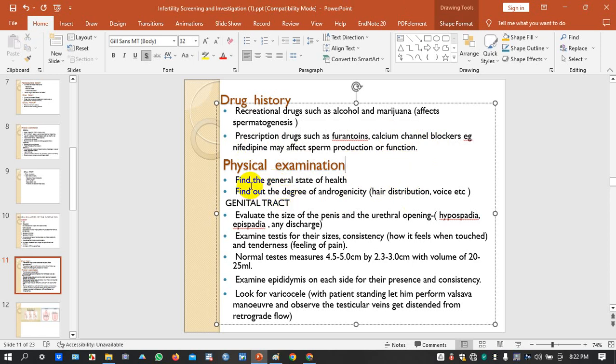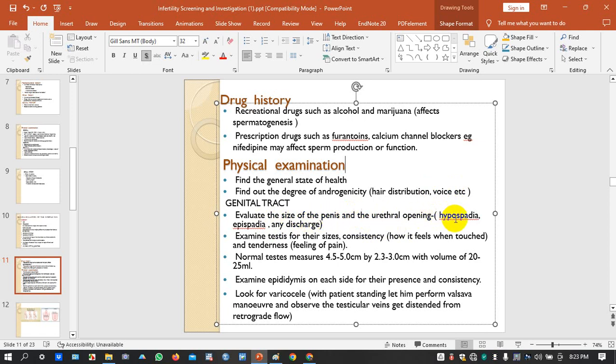Physical examination. So you find the general state of health of the patient or the client. Find out the degree of androgenicity, hair distribution. Is he really a man? Is he producing androgens or male hormones? His hair distribution, his voice. Some men have a voice like a woman's voice. So some of them, with a woman's voice, do you think they will produce normal sperms? No. Genital tract. So you evaluate the size of the penis and the urethral opening. For instance, if the penis is so small, how would it be possible for it to even produce quality sperms?